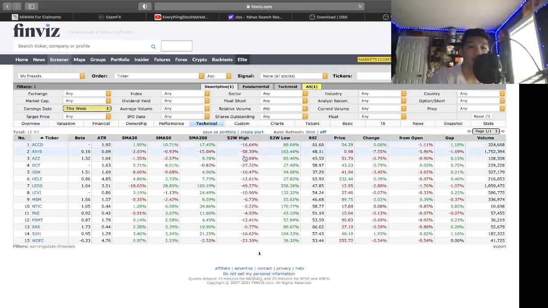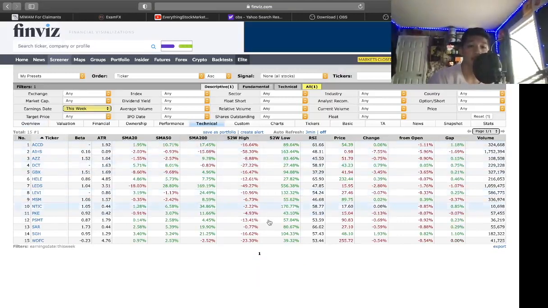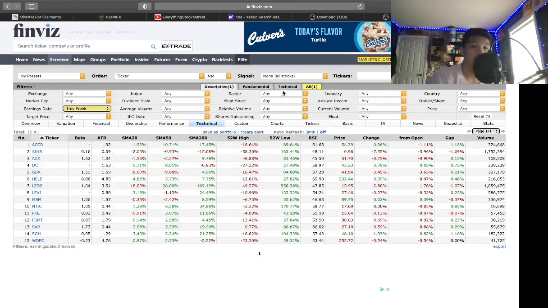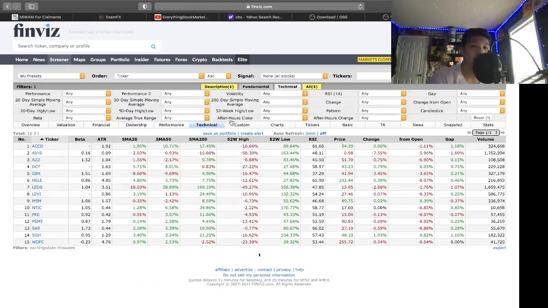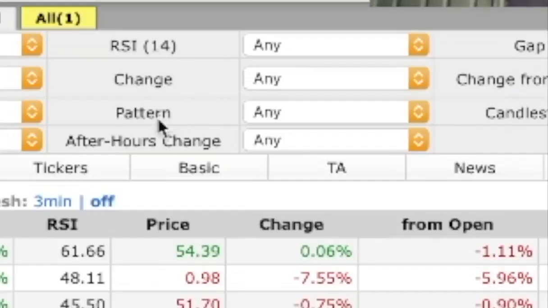So we got 52-week highs. These are all down. 52-week lows. These are all up. Stuff like that. Another thing I like to show you guys is, if you watch my previous video, I did technical analysis, like technical pattern breakouts. You can go here and look right here: your RSI, your pattern, your change, your after hours change. I like to go to pattern.